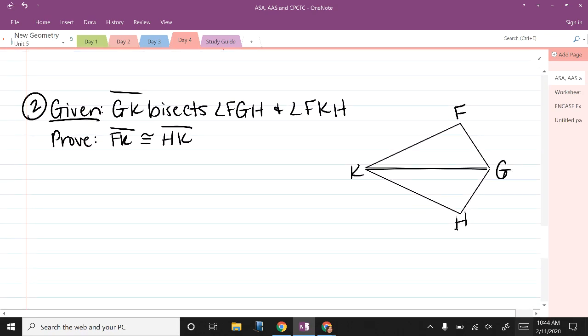All right, there's another pretty picture for you. Kind of looks like a kite. So draw the picture, and if you want to, you can put your given in your statements and reasons table.